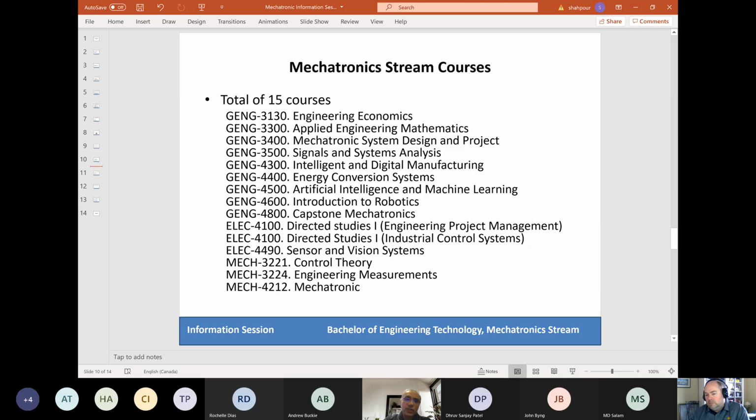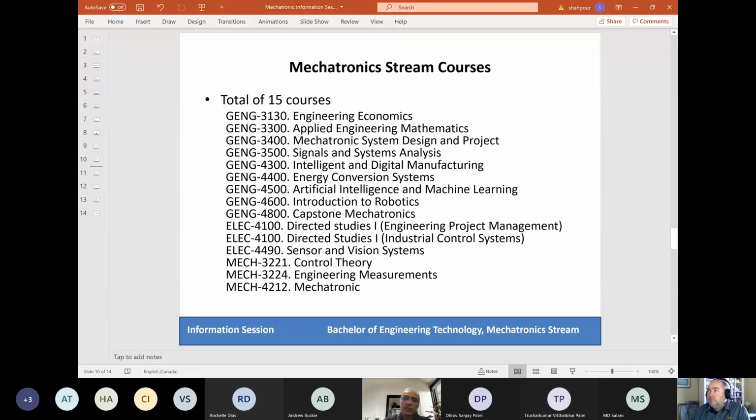In mechatronics, there are two approaches. Some universities are focusing on the mechanical side. Some universities are focusing on the electrical side. So our program is more on the electrical side, and the program is in the electrical engineering department. So for our specific program, we expect the students to have basic knowledge of electrical to start the program.